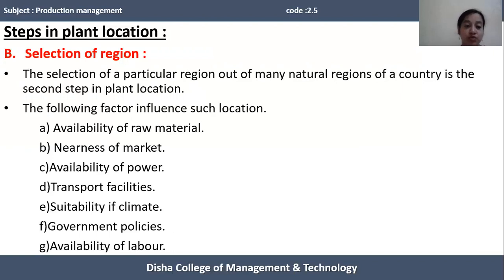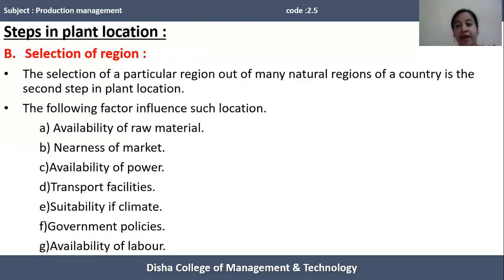The first factor he has to consider is the availability of raw material. The industrialist should identify a place where the raw materials are available, meaning a place where they get the raw materials easily.